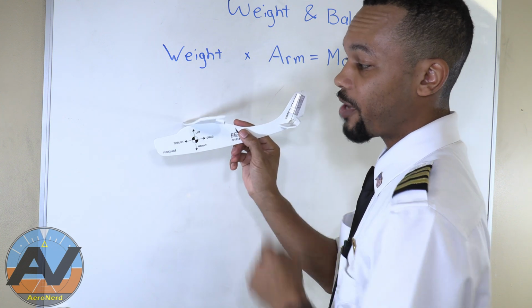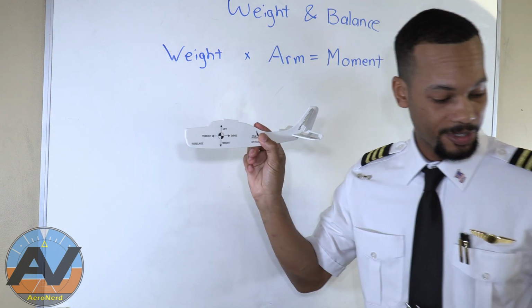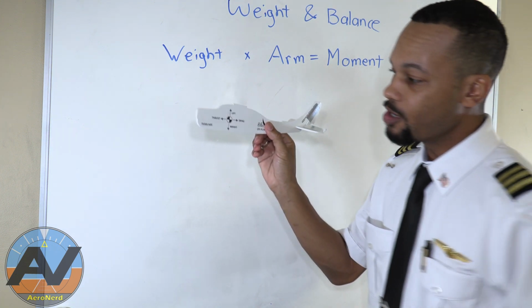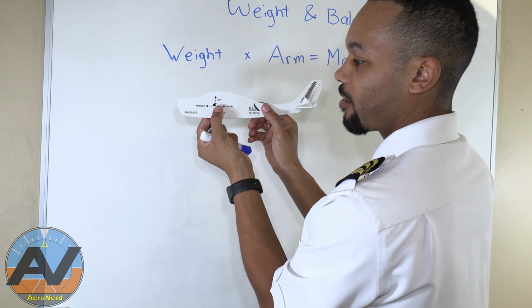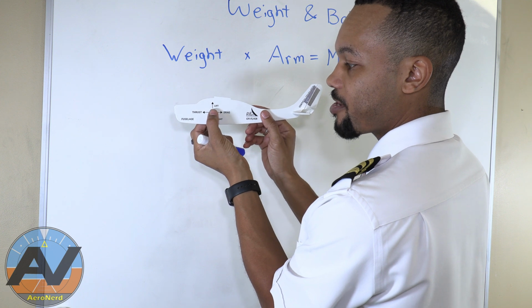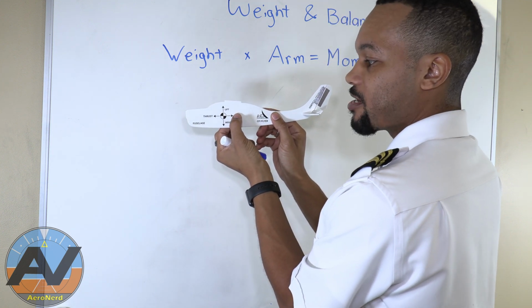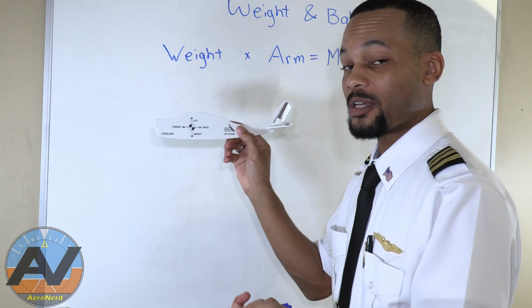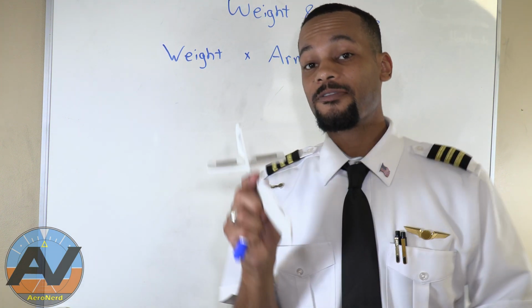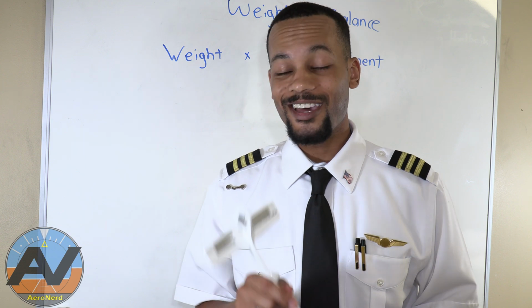Now, according to the POH, I'm actually going to remove this little top here so you can see this a little bit better. According to the POH, there is a limit to how far this CG can be forward and how much it can be aft and still remain within limits for the aircraft. And you're going to be able to find that in Chapter 6 in your POH.